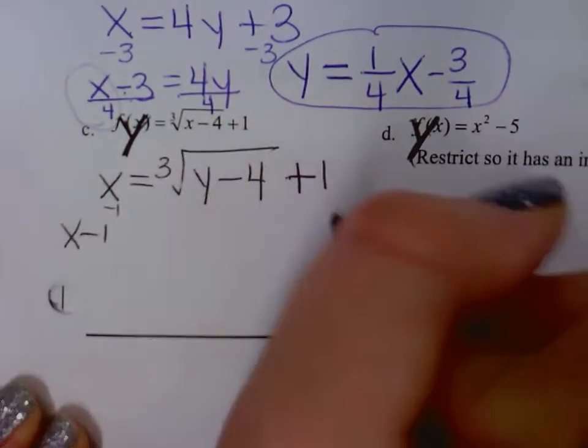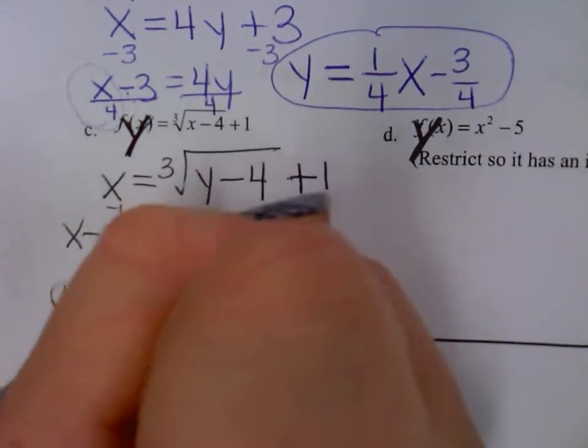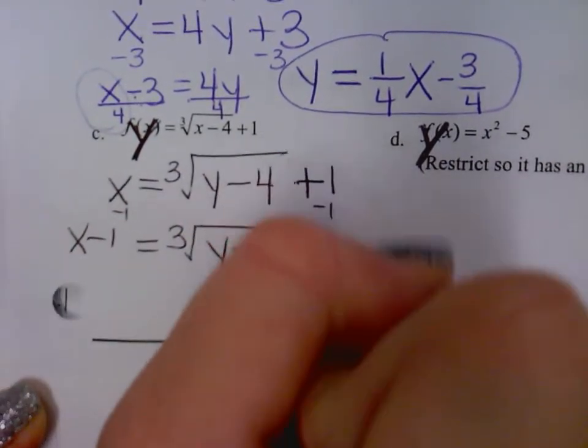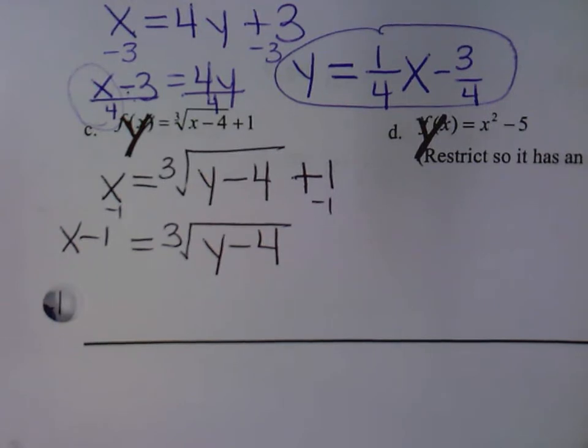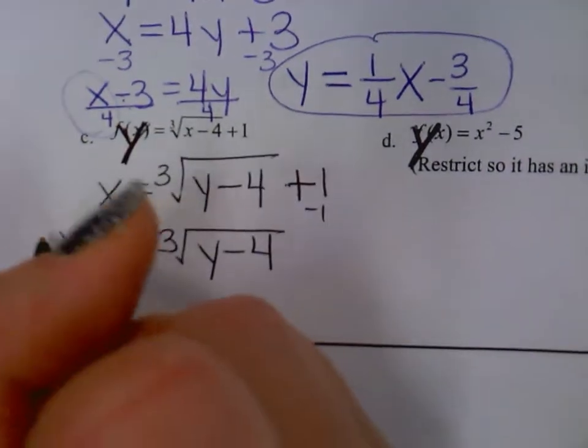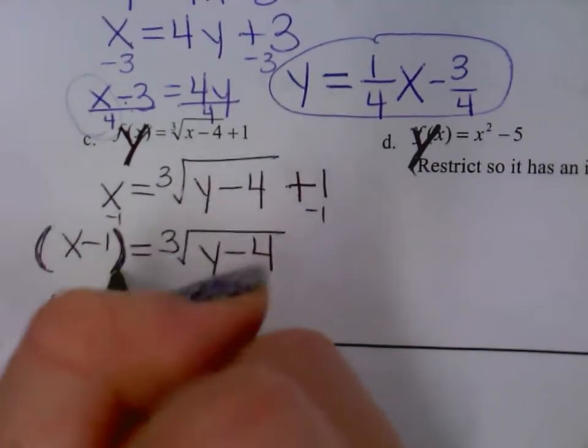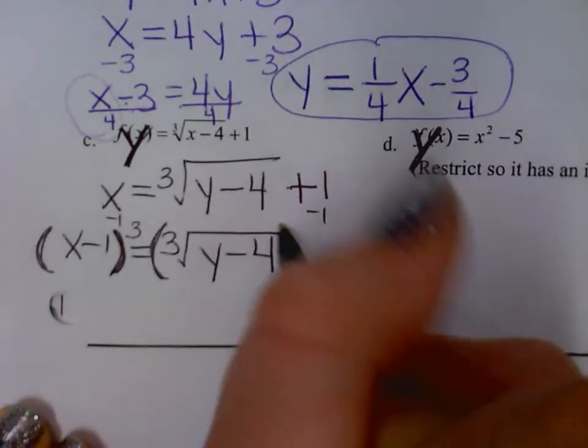Subtract 1 from both sides. So x minus 1 equals the cube root of y minus 4. And then what did we say the inverse of the cube root is? X cubed, right? So I'm going to cube both sides of the equation to get rid of the cube root. And you got to be a little bit careful. We're cubing this entire side of the equation.